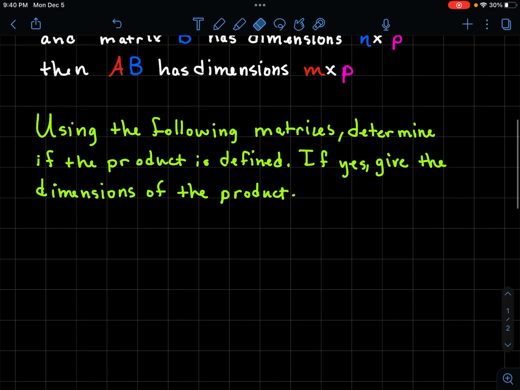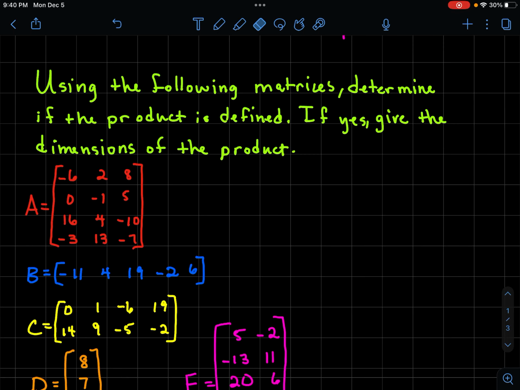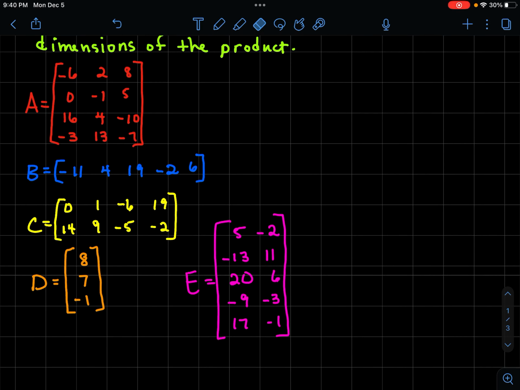So looking at a few examples here, if we use the following matrices, let's determine if the product is defined. If we know that it is defined, then let's give the dimensions of that product. So we'll look at these 5 matrices. We have A, B, C, D, and E. The first product we're going to look at is the product between A and D. Well, first we need to look at the dimensions of matrix A and the dimensions of matrix D. A has 4 rows by 3 columns. Matrix D has 3 rows by 1 column.